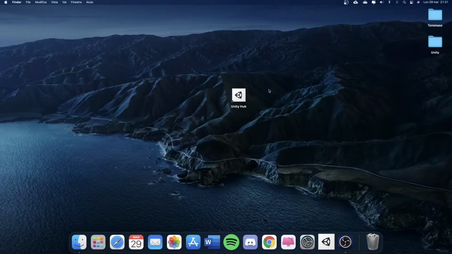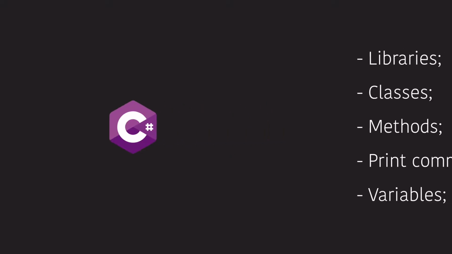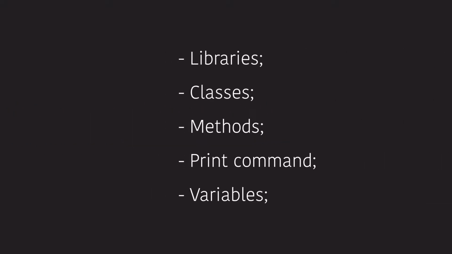In the last video we saw the basics of the Unity interface. Now you know how it works and something about the components like the rigid bodies or the colliders. In this video we are seeing the basics of programming with the C# language. How does it work, the good mindset, the libraries, classes, methods, the print command and variables.